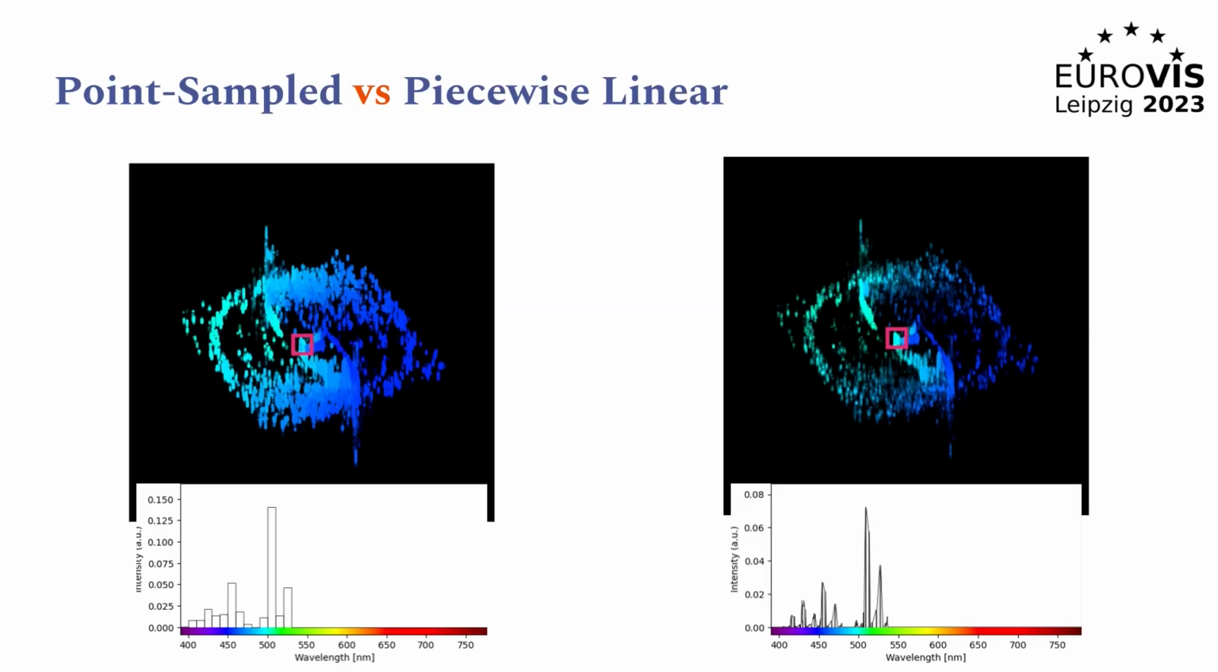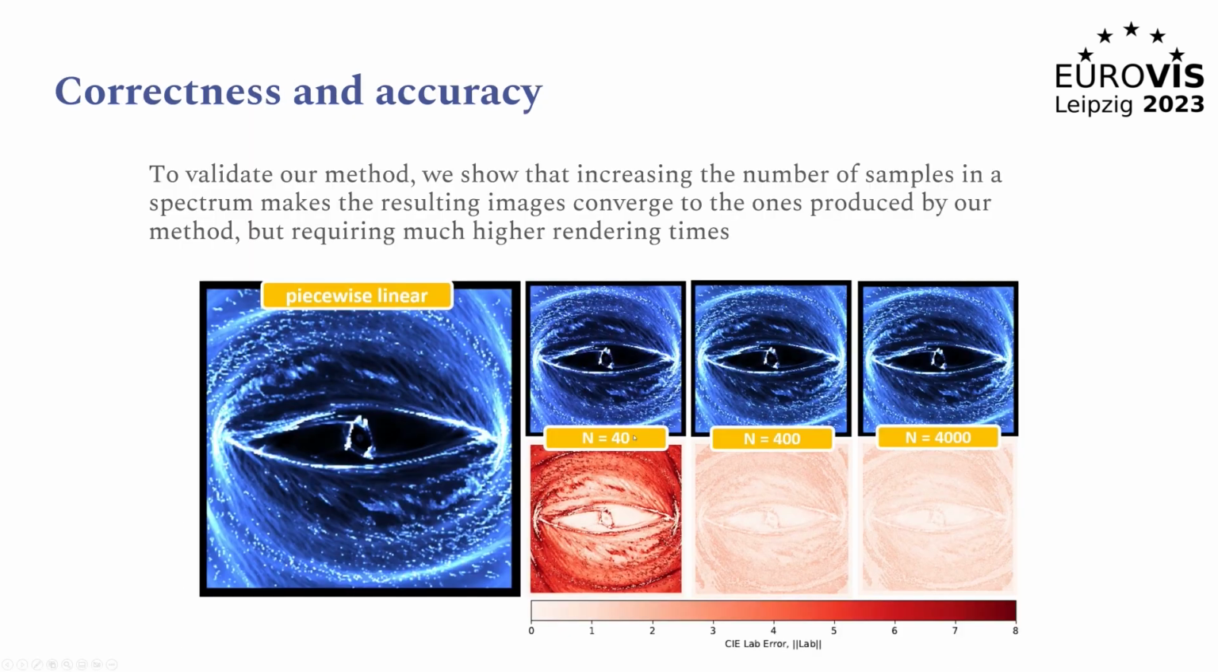To compare our solution to the point sampled solution, we notice that the point sampled one has a higher energy due to the bending issue discussed earlier, and the resulting image reflects this as well. In comparison, our model is more accurate, and you can see the trapezoidal shapes as well. We test this accuracy claim by showing that increasing the number of samples in the spectrum makes the resulting image converge to the one produced by our method, but it requires a much higher rendering time.